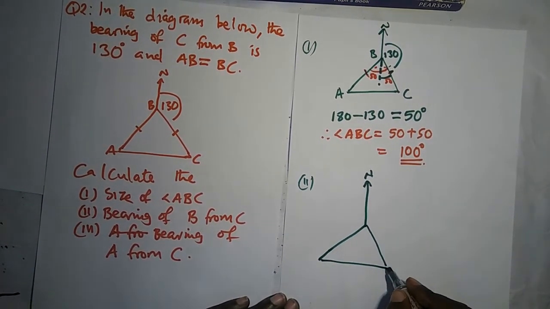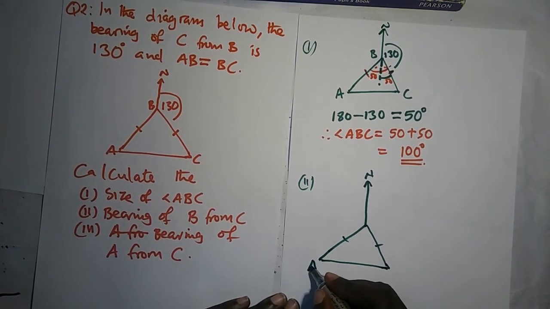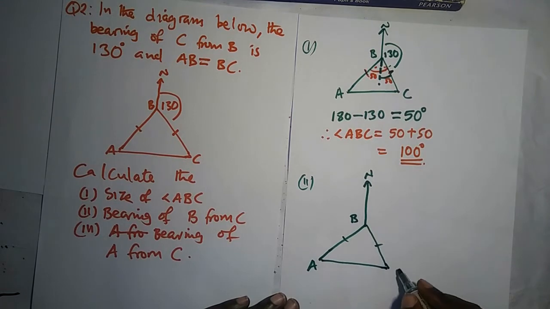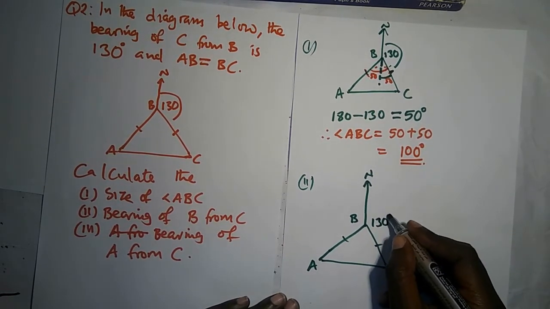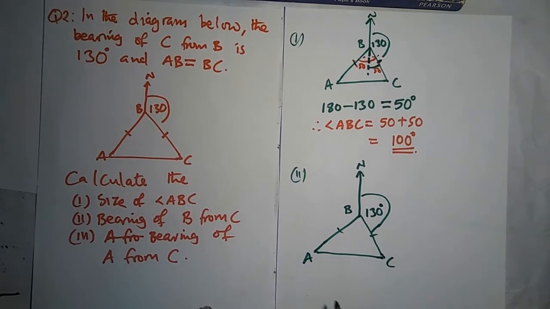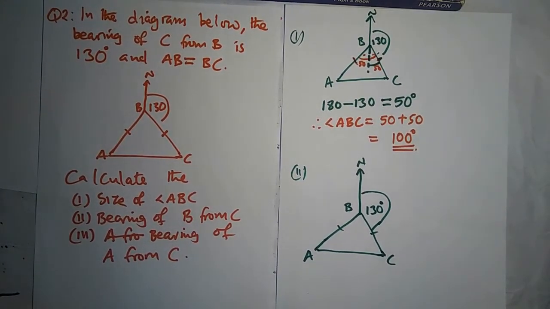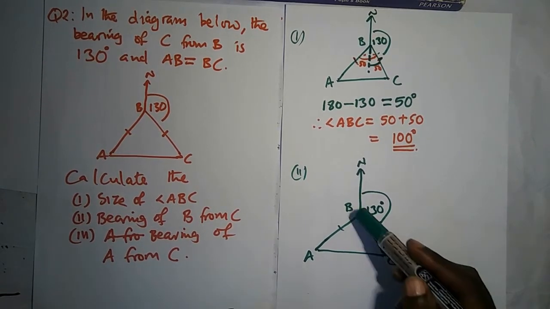Okay, so here is our triangle. This side is equal to that one. You have A here, you have B, you have C, 130 degrees here. Okay, so the question is saying, calculate the bearing of B from C.